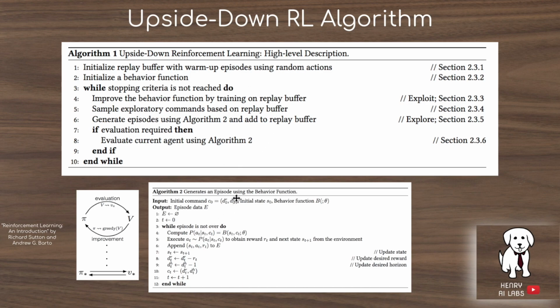So the way that you generate an episode using the behavior function is you compute the probability of an action given the state and the command, and then you execute that action, and you record into the replay buffer the state, action, and reward tuple. Then you increment the state, decrease the reward that you're trying to achieve, and decrease the horizon, and then repeat this to sample an episode.